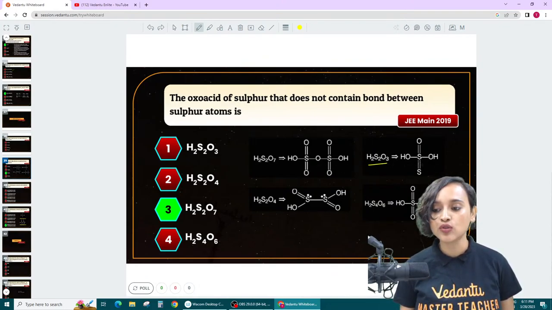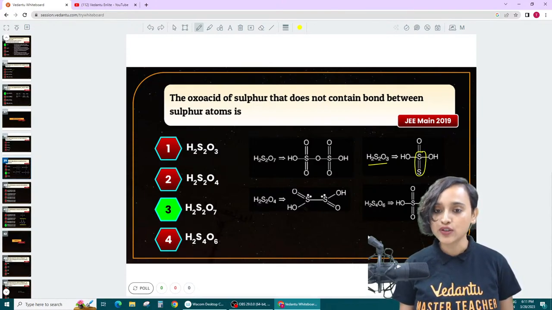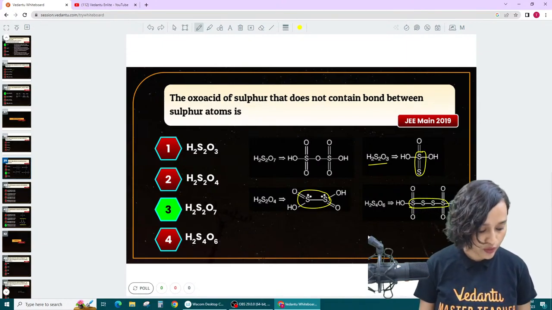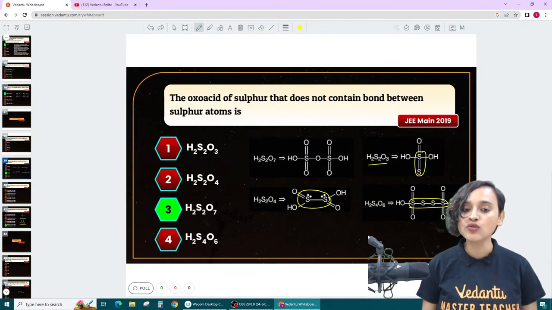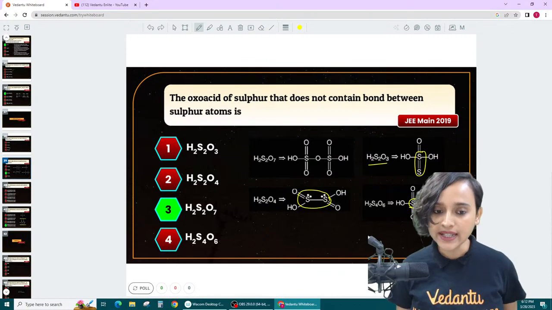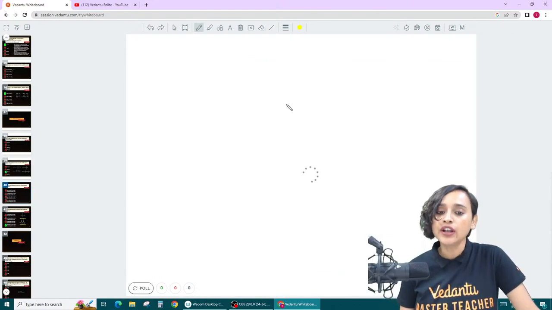You do not have a bond between sulfur. See, in H2S2O3 there is a bond between sulfur here. Okay, H2S2O4, sulfur here. Yes, H2S4O6, here also you have a sulfur bond. But H2S2O7 does not contain a bond between sulfur atoms, and that's the correct answer. Cool. Moving on to the next question.